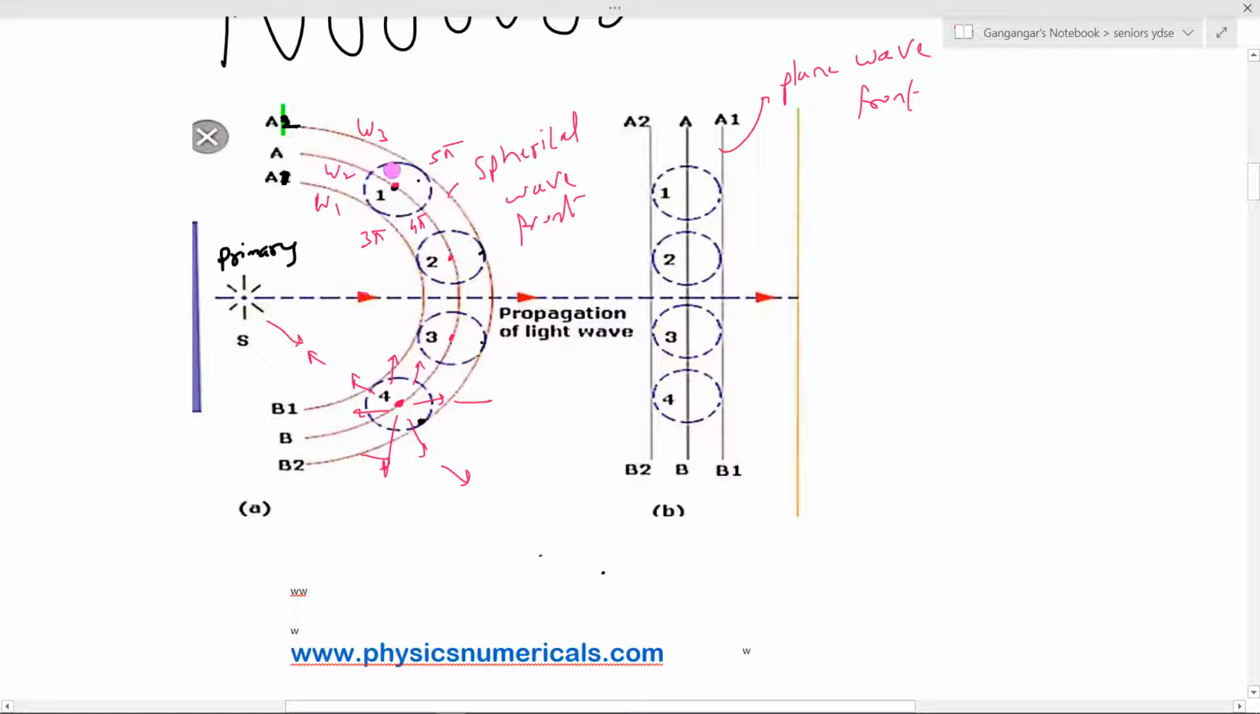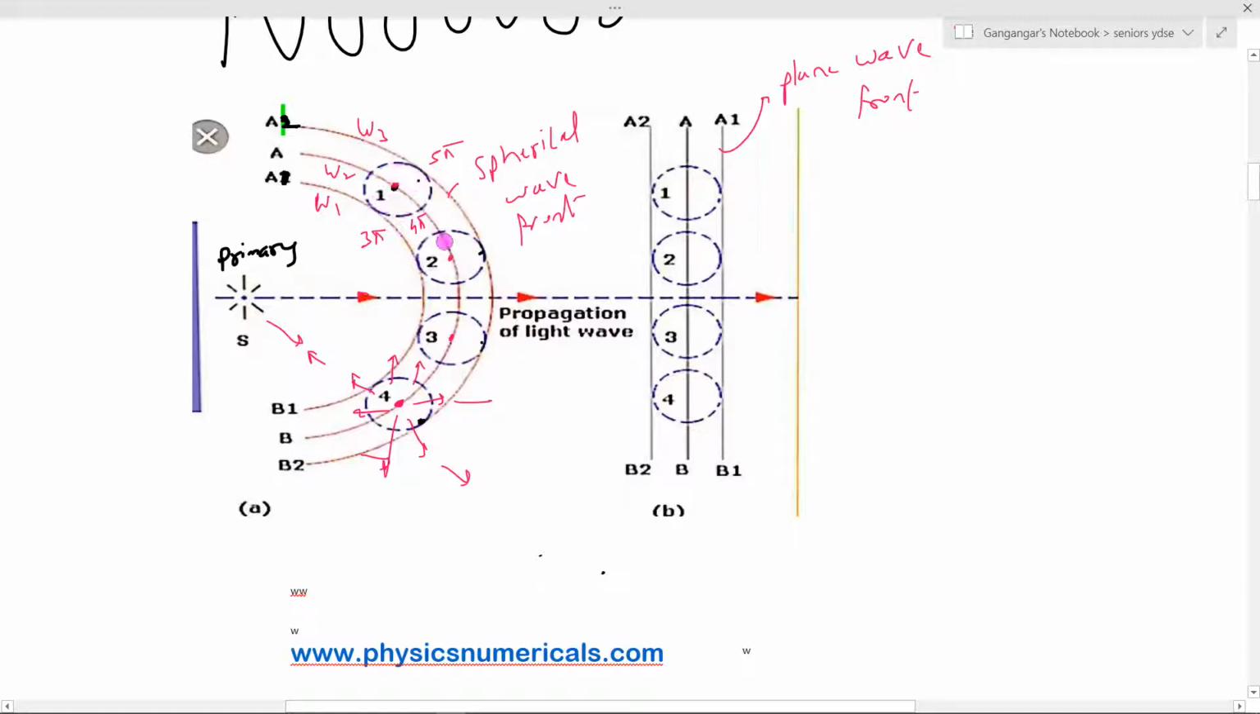Now, a point on a wavefront will be like a secondary source. So again, 1, 2, 3, 4 points I'm choosing. In turn, what happens? They will be like a secondary source. They will start giving out their own waves. They'll start giving out their own wavelets. Able to see this one?